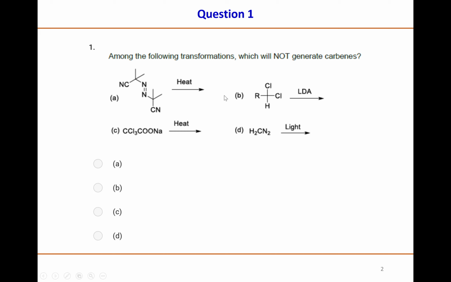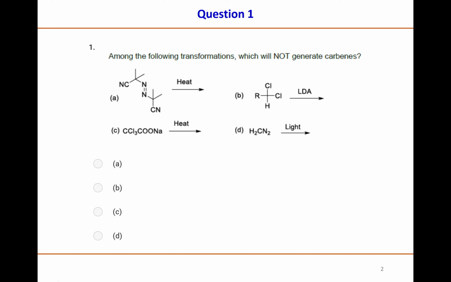So I was discussing the questions based on the week 3 class. As we have discussed earlier, the rearrangement reactions and carbocation stability. Today we are going to discuss some reactions based on carbene. So question number 1 is: among the following transformations, which will not generate carbene? Here we have 4 options, so we'll discuss one by one, and see where carbene is generated or not.